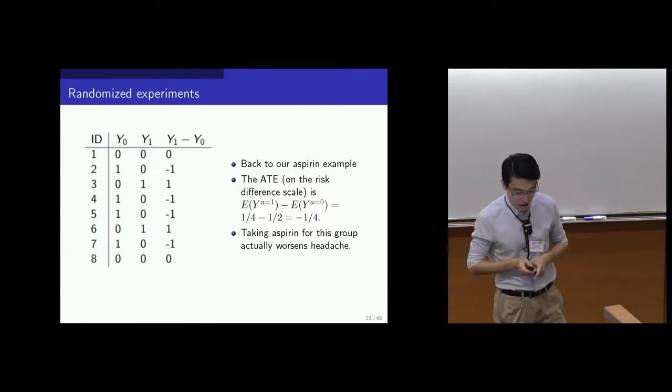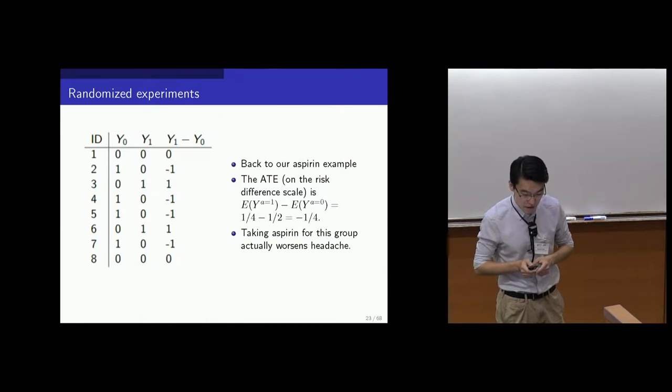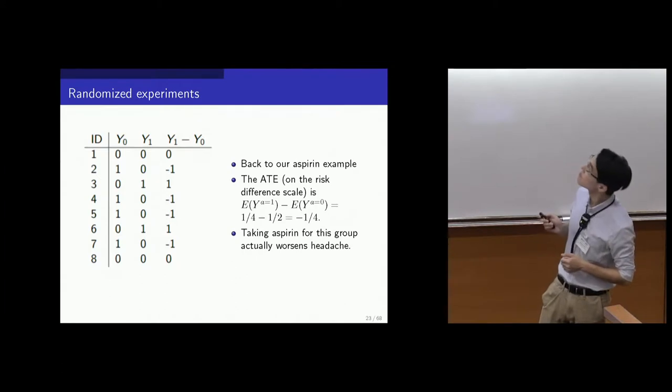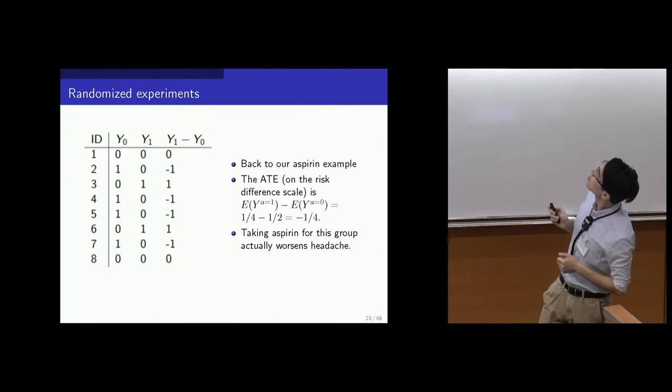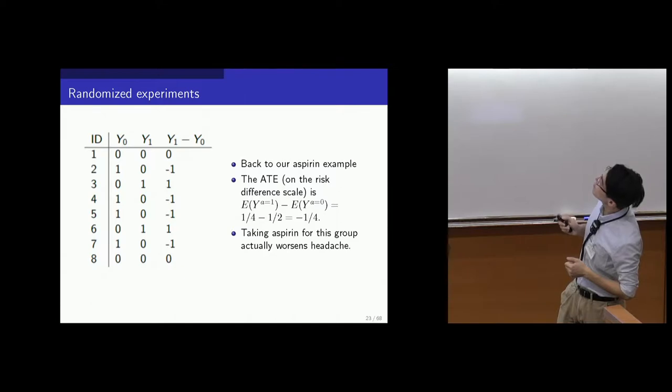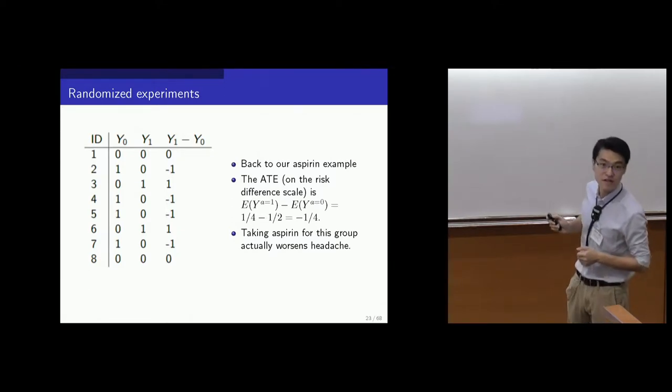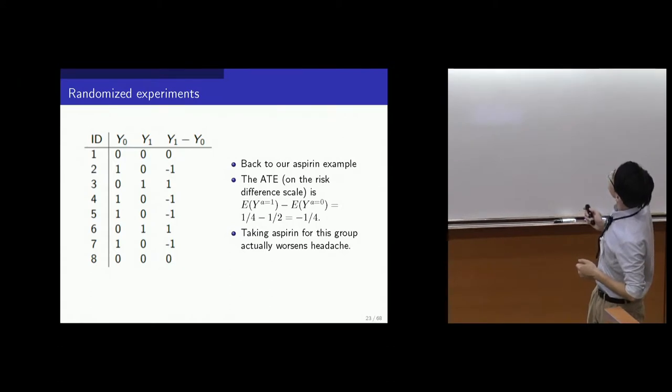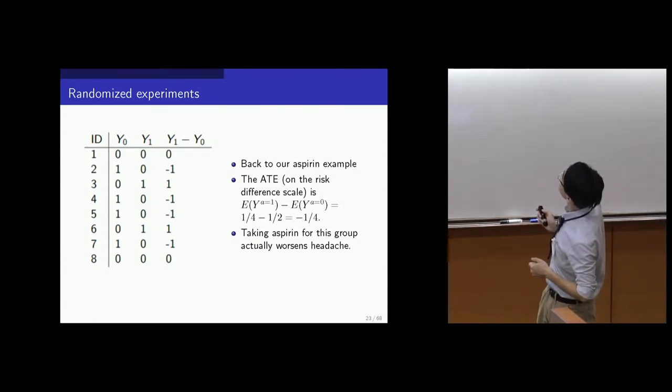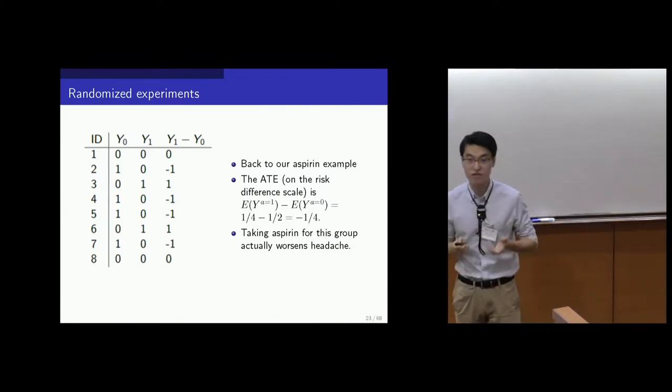So back to our aspirin example. We can compute the average treatment effect. Either we take the average of this column minus the average of this column, or we can just take the difference first and then take the average. So it's the same. Here the average treatment effect on the risk difference scale is minus a quarter. So taking aspirin actually worsens headache for this group.